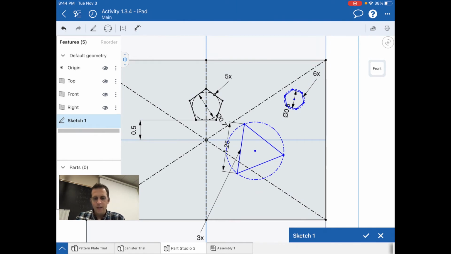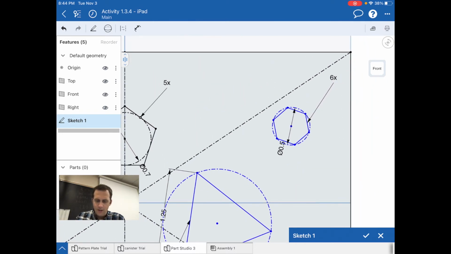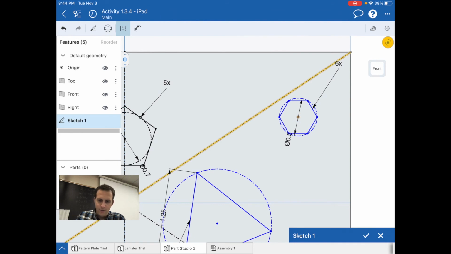all right, in this next step, I'd like to get the hexagon locked in where it's supposed to be. So I'm going to go to the hexagon, and first things first, I need one of the sides to be parallel to that top side right there. So I'm going to make those parallel.